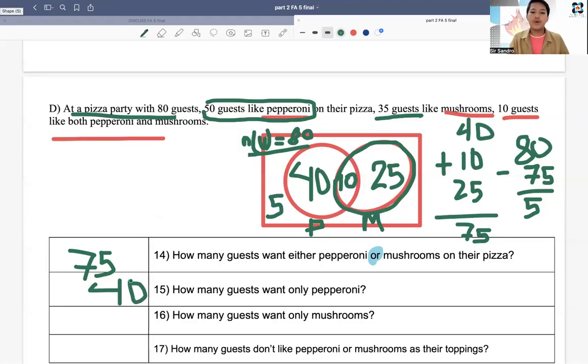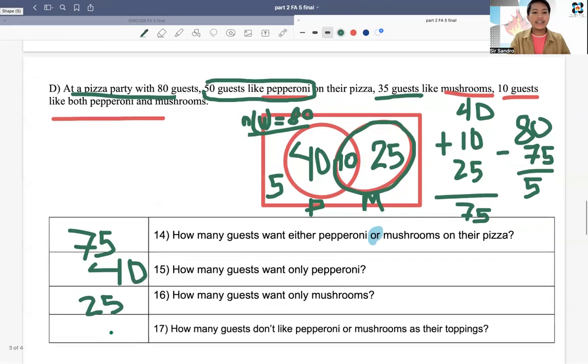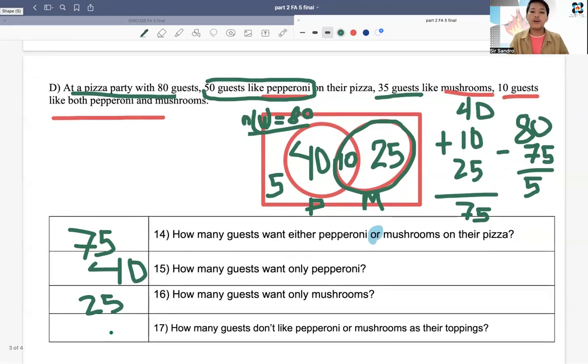We have question number 16. How many guests want mushrooms only? So that is M minus P, right? How many mushroom lovers do we have? Mushroom only. So that's 25. And for the last question for this problem, how many guests don't like pepperoni or mushrooms as their toppings? And of course, our answer is just 5.